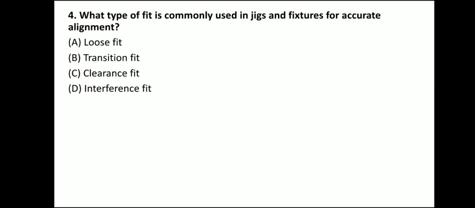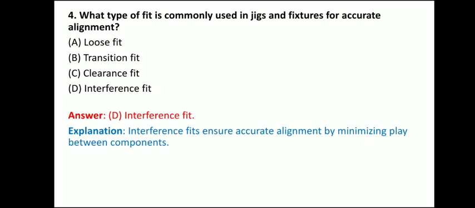Next question: what type of fit is commonly used in jigs and fixtures for accurate alignment? The answer is interference fit. There are 4 different types of fit: loose fit, transition fit, clearance fit, and interference fit. In jigs and fixtures we are using interference fit. The interference fit ensures accurate alignment by minimizing play between the components.